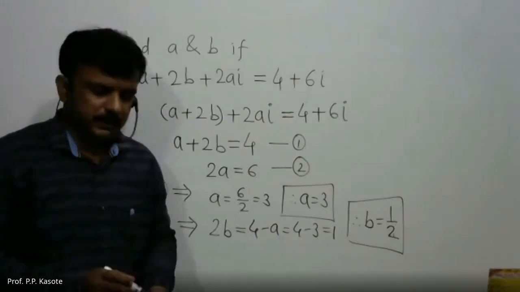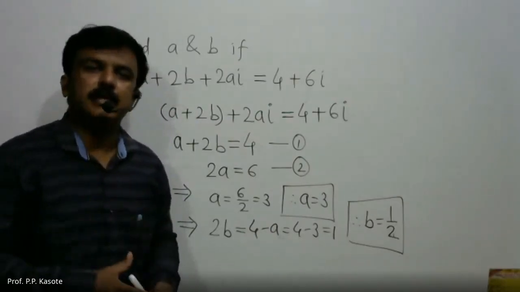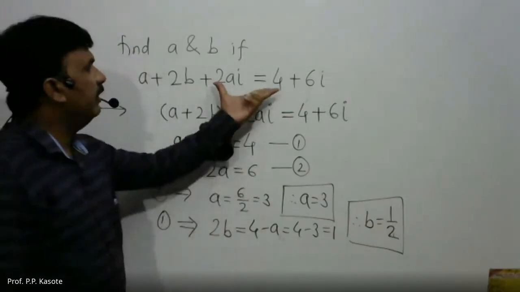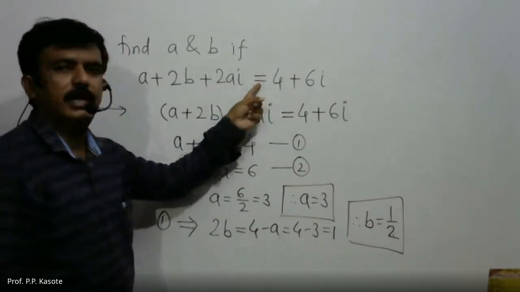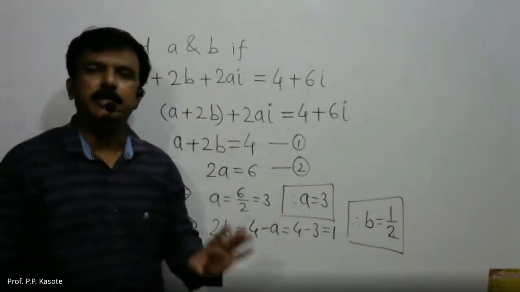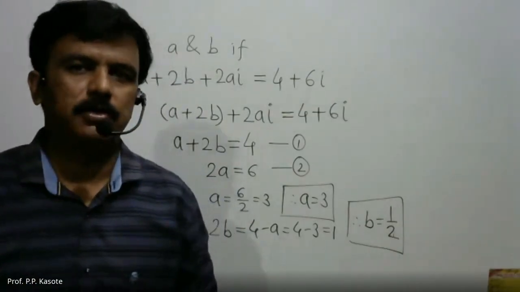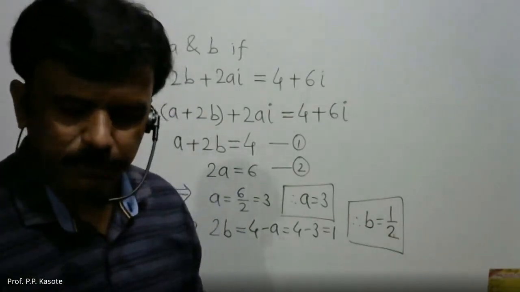All of you understood? This is called equating the real parts and imaginary parts. Because as per the given information, these two are equal, and when two complex numbers are equal, it means that their real parts are equal as well as their imaginary parts are also equal. Let us do one more example.